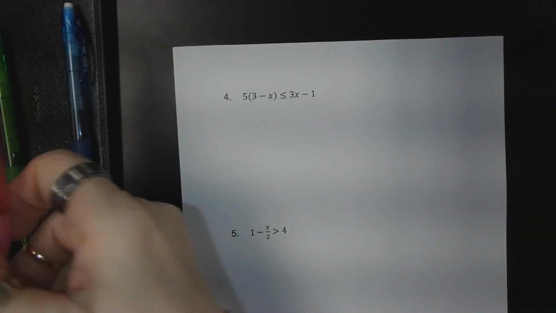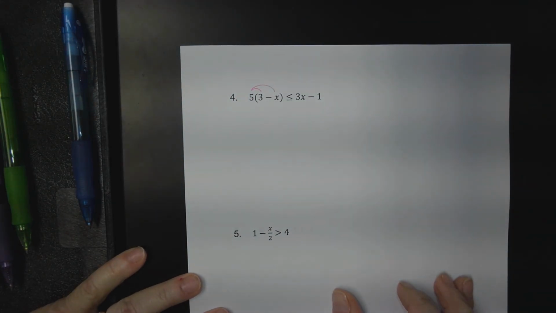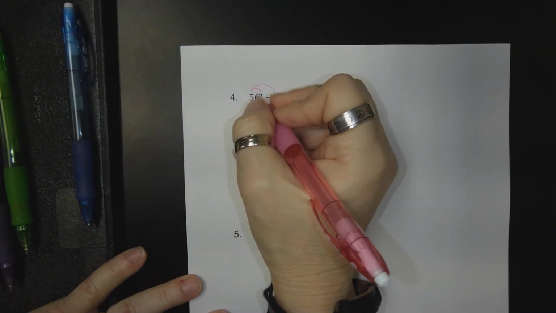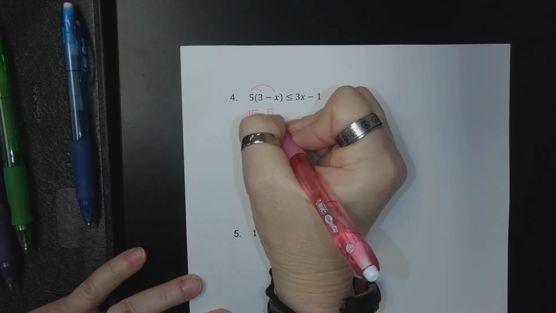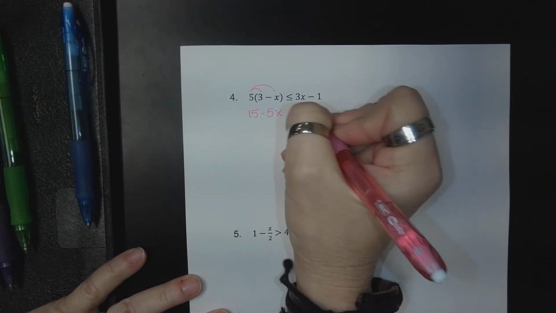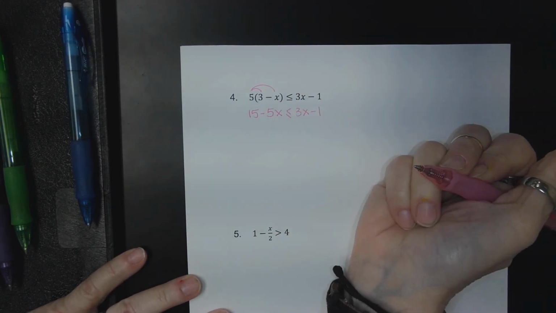Again, let's change colors first. Let's distribute this to get rid of our grouping symbols, okay? So 5 times 3 is 15. 5 times a negative x is a negative 5x. And they're equal to 3x minus 1.